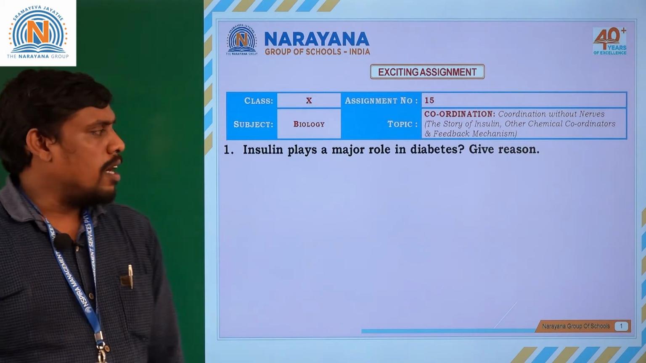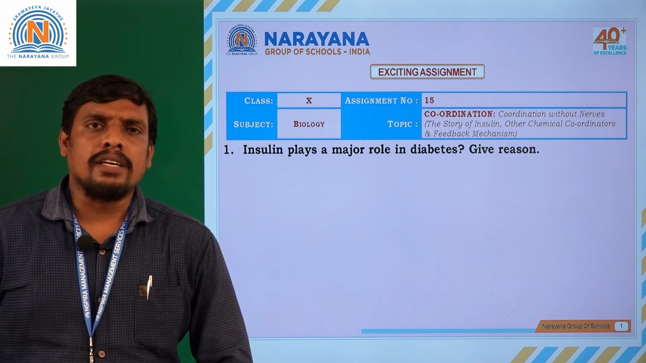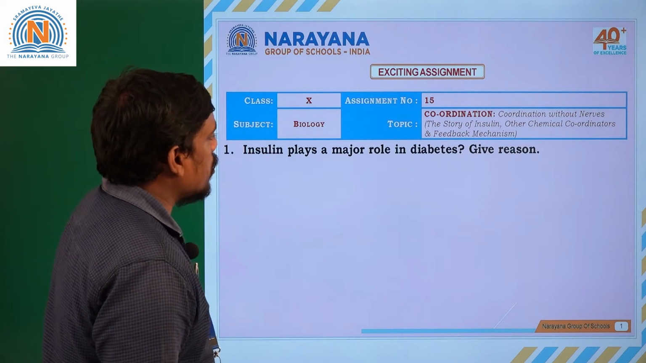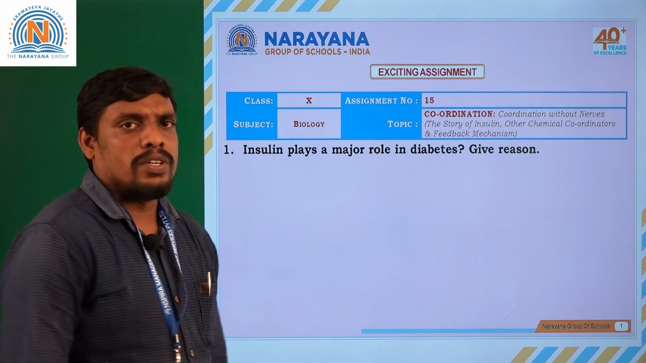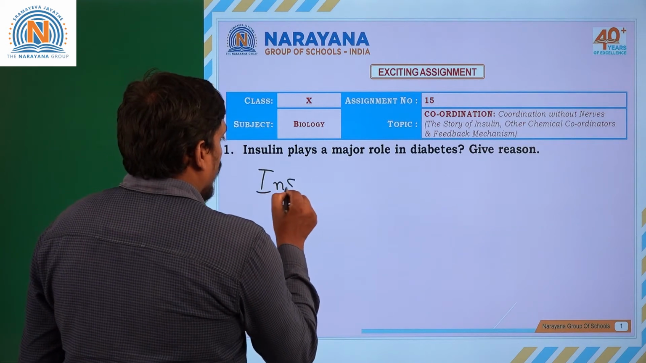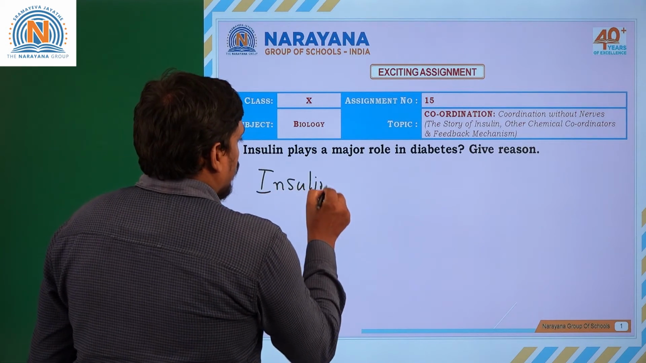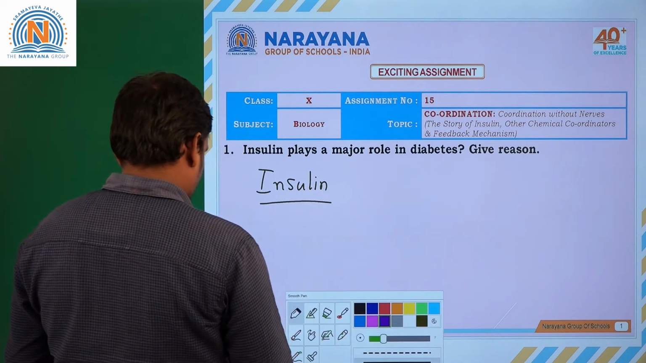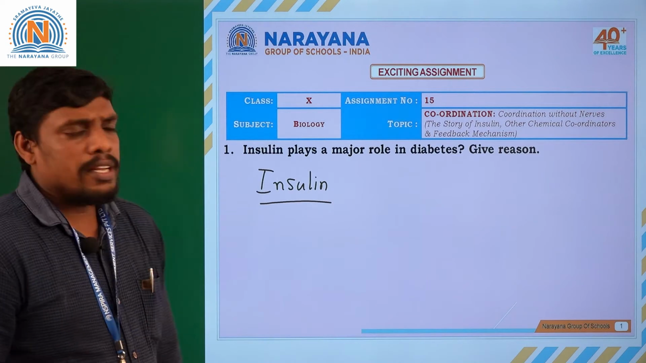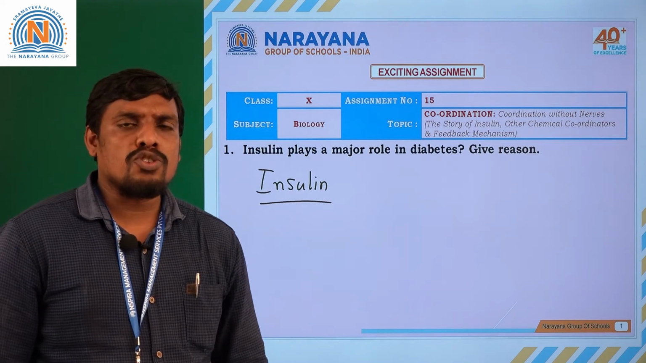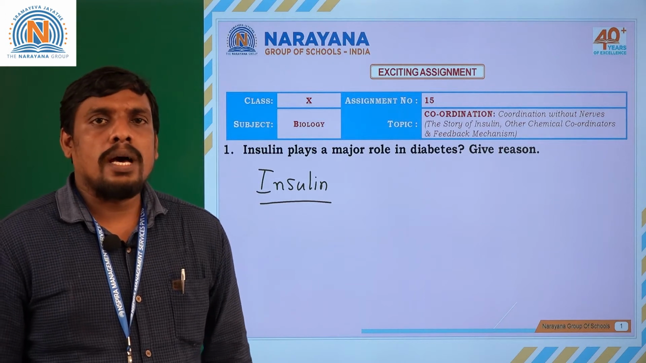Students, in this class, I want to discuss with you an assignment key with the help of some examples. First question, students: insulin plays a major role in diabetes. Give reason. You know that if you take insulin, insulin helps in glucose metabolism. Suppose sufficient amount of insulin hormone is not produced in our body, what will happen?